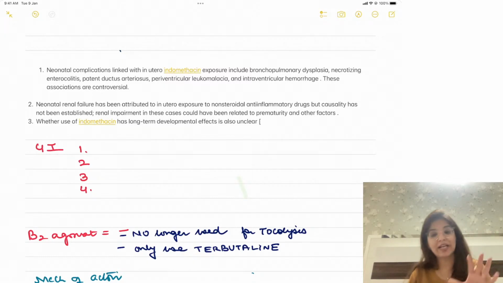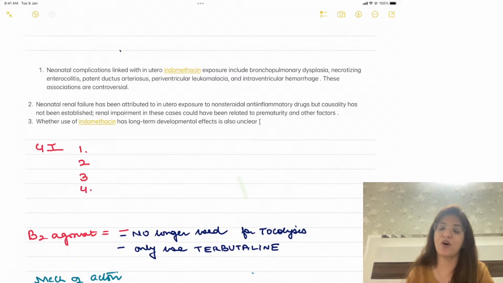So, two things which are clear are, yes, it leads to oligohydramnios, it leads to closure of or narrowing of ductus arteriosus, right? But then others like periventricular leukomalacia, whether it is associated with it or not, intraventricular hemorrhage, necrotizing enterocolitis, all this has not yet been proved, right?